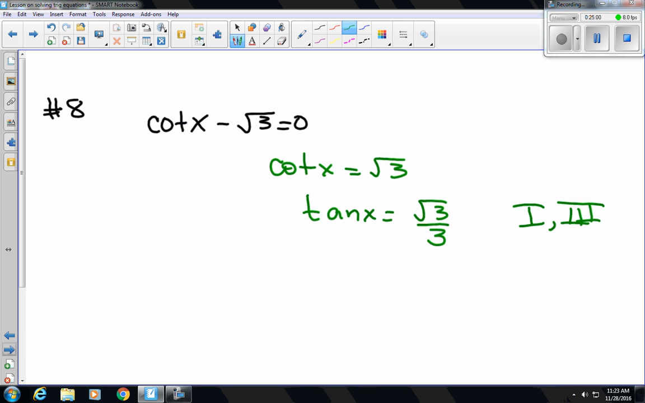So early on I said 30 degrees has all the threes, 60 degrees is just root 3. So I'm looking for 30 degrees. So pi over 6, and then 7 pi over 6. All right, is there another way that you could write that answer? Perfect. Pi over 6 plus pi.